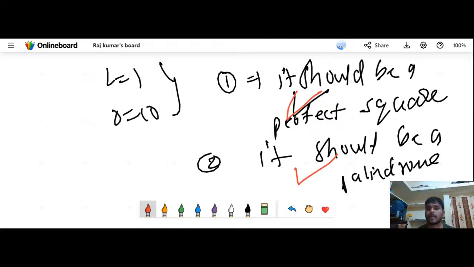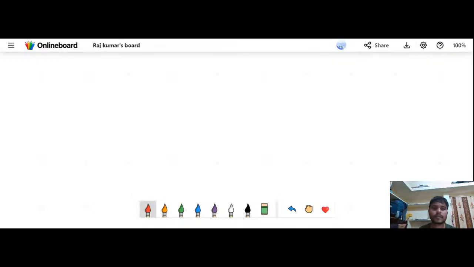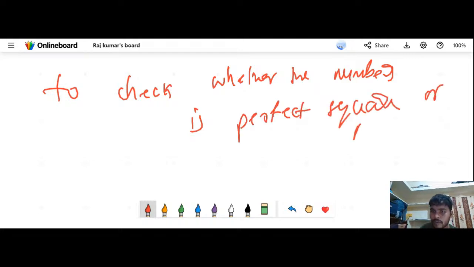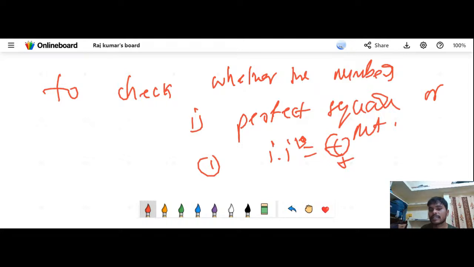To check whether the number is a perfect square or not, we can check if i into i is equal to some t. If you want to check a number t, if i into i is equal to t, then i is the square root of t. So this is how we check a perfect square.